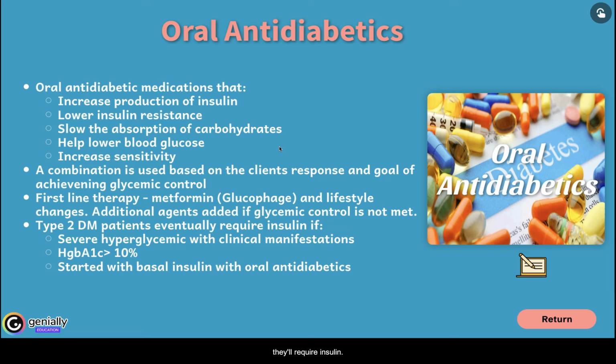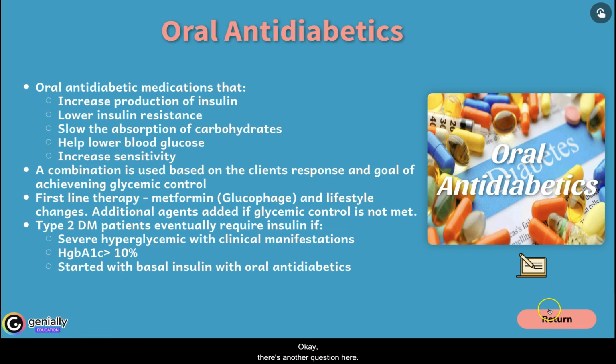They'll require insulin if they're severely hyperglycemic with clinical manifestations, they're consistently high in blood glucose, and they're having clinical symptoms. If their HbA1c is greater than 10%, then they're going to need insulin. They will be given insulin for sure. And they're normally started off with basal insulin, right? With the oral diabetics. What was the basal insulin? The long-acting insulin, the glargine, detemir, right? The one that is peakless and maintains a regular amount of insulin throughout the day.